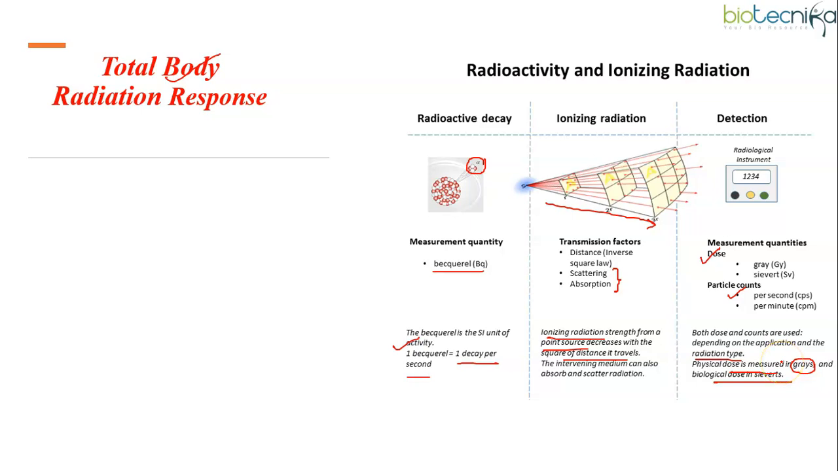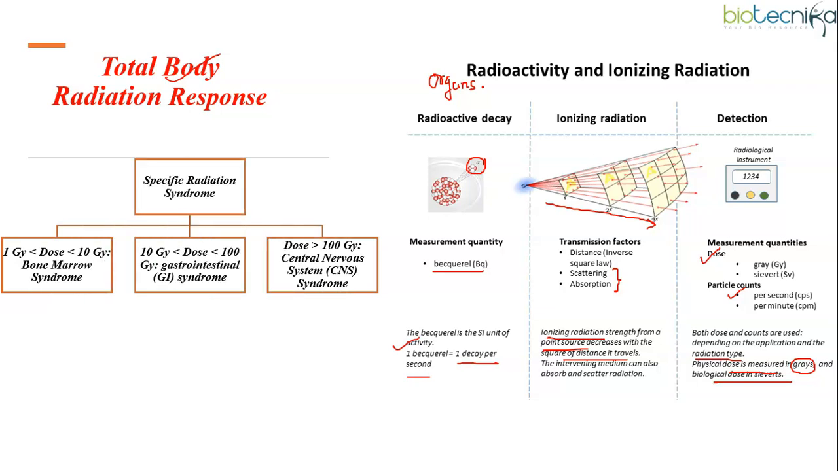So the response of an organism to acute total body radiation exposure is influenced by the combined response to radiation of all organs constituting the organism. So depending on the actual total body dose above 1 gray, the response is described as specific radiation syndrome. If 1 gray is less than dose, which is less than 10 gray, then it is bone marrow syndrome. If 10 gray is less than dose, which is less than 100 gray, that is gastrointestinal syndrome. And if dose is more than 100 gray, then it is central nervous system syndrome.